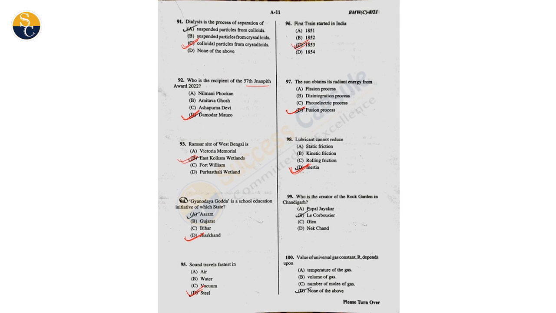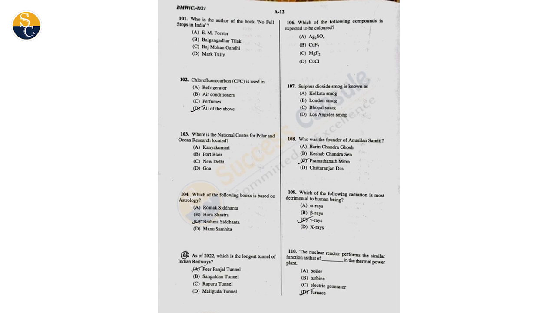Next, who is the creator of the rock garden in Chandigarh? Answer is D, Nek Chand. Next, the value of the universal gas constant R depends upon the product of pressure and volume. So, B is the correct answer. Who is the author of the book No Full Stops in India? Answer is D, Mark Tully.